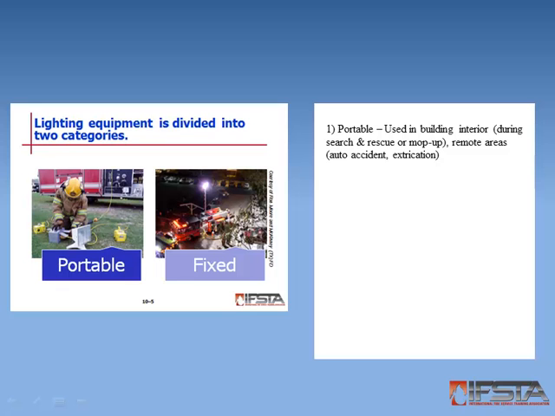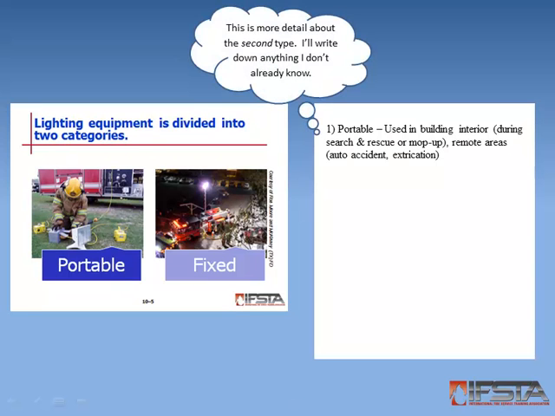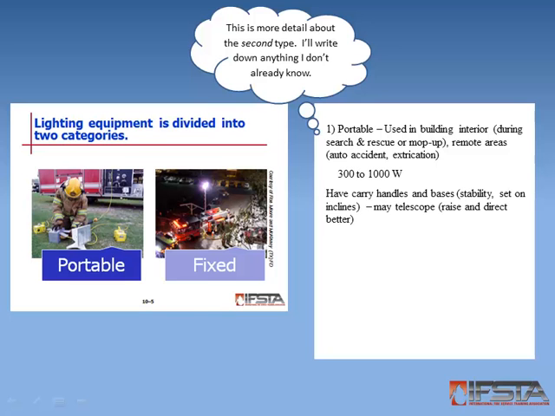These range from 300 to 1,000 watts. Typically they have carrying handles and also large bases for stability. The large bases are very handy when working off of a hard surface. You may be able to set these on inclines also, and they will help steady the light. Some of these are mounted on telescopic stands, which allows them to be raised and directed more effectively.